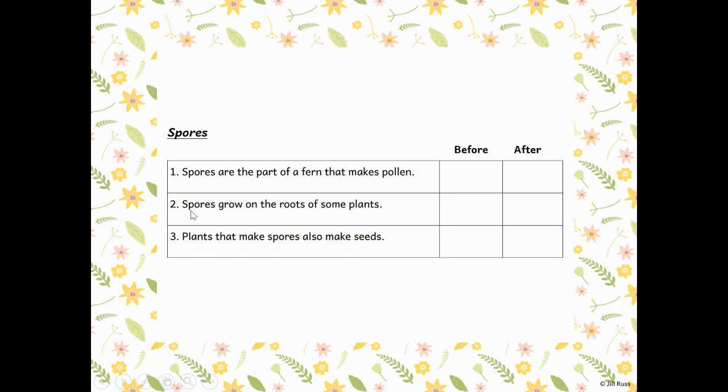Number 2 says, spores grow on the roots of some plants. I'm not sure about that one, but take a guess. Spores grow on the roots of some plants. Again, true or false? And our third statement says plants that make spores also make seeds. Is that true or false?